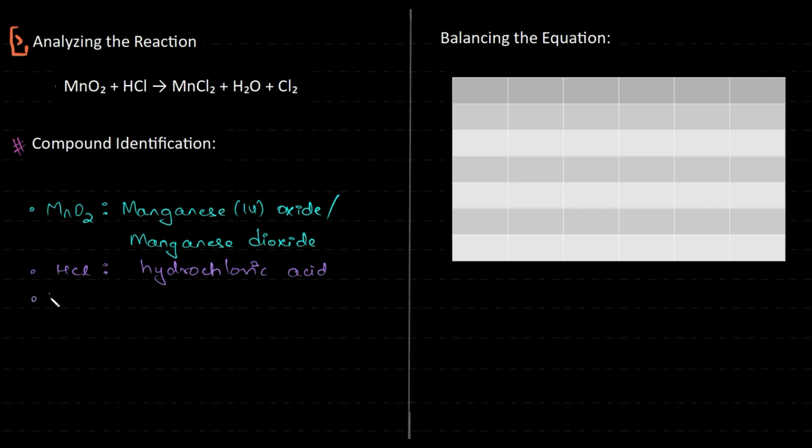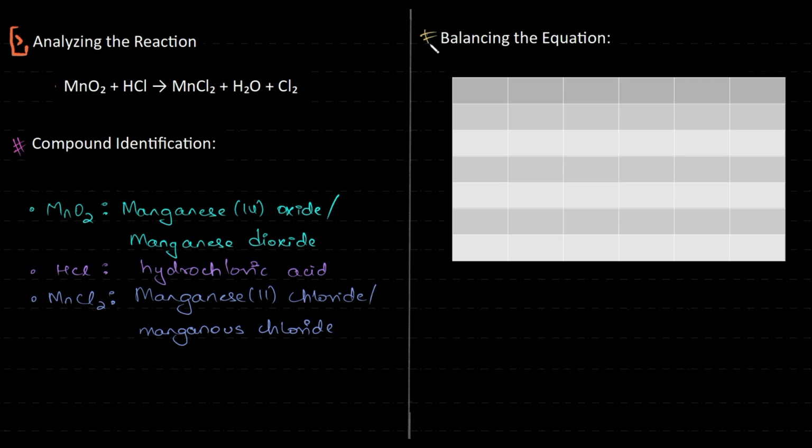Then MnCl2, that is your manganese chloride. Yeah, manganese chloride. These are the two names. And H2O and Cl2, you know it, chlorine and water.